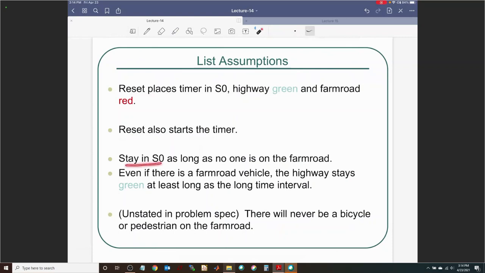We are going to stay in S0 as long as no one is on the farm road, no car is detected, and C doesn't become 1. And even if there is a farm road vehicle that is waiting, the highway will stay green at least as long as the long time interval. So for a very long time, it's going to be green, even if there is a car waiting on the farm road. There is an unstated problem spec that there will never be a bicycle or pedestrian. We are only looking for cars. Our detection mechanism is for cars only.